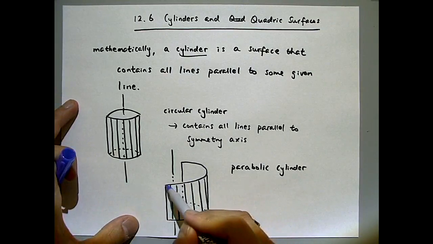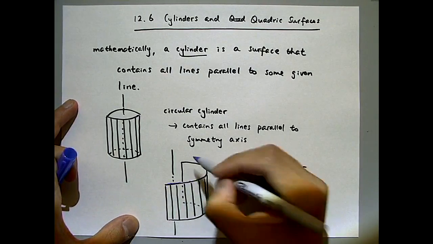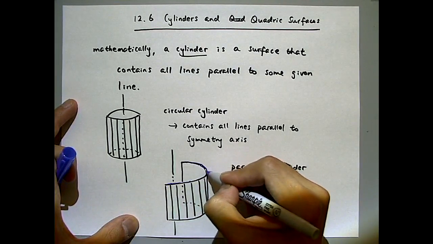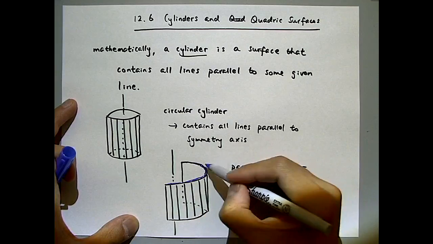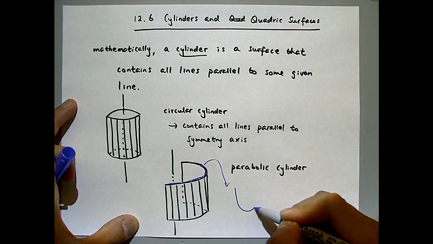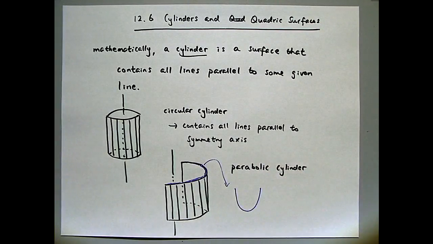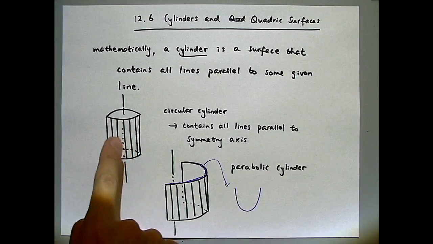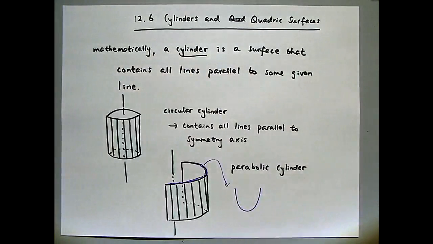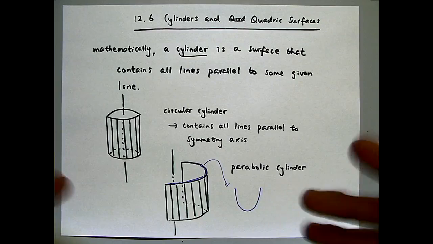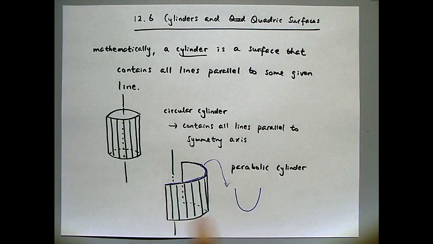Because the outline of this, looking from the top down, we see a parabola. This one from the top looking down, we see a circle. Right, circular cylinder, this is a parabolic cylinder. It's not a cylinder in everyday language because we expect a cylinder to be able to hold something. This one is not going to be able to do that. Okay, so mathematically, that's what a cylinder is. Any kind of surface that contains a bunch of lines that are parallel to one another and also parallel to some line that you want to define.